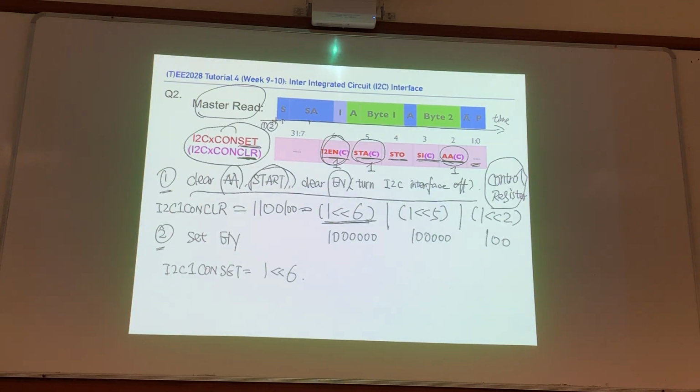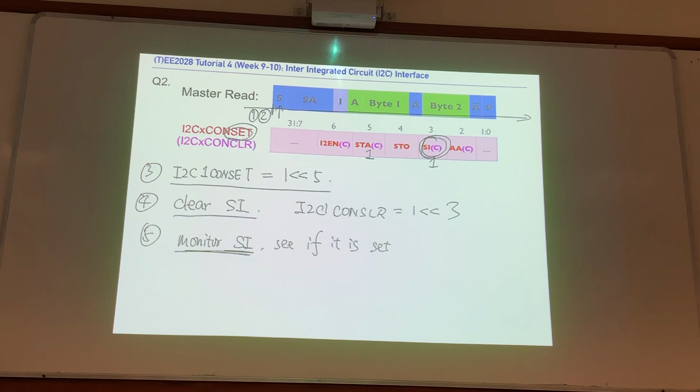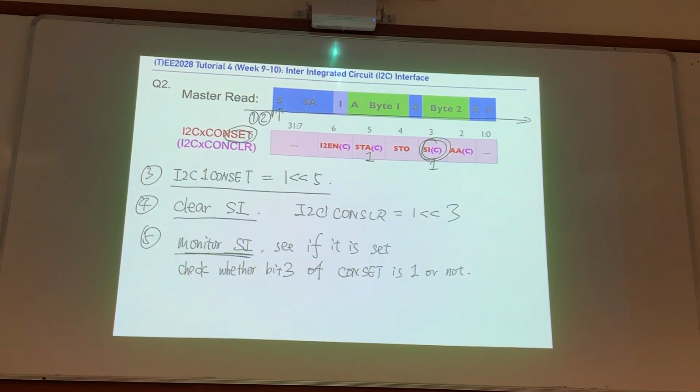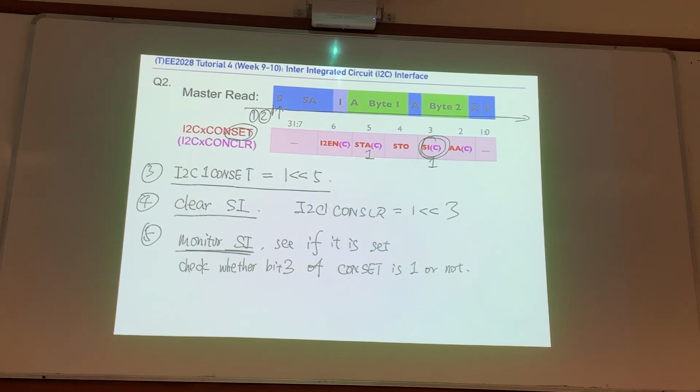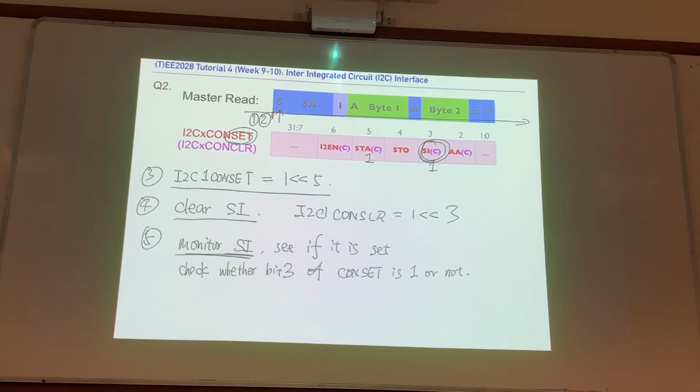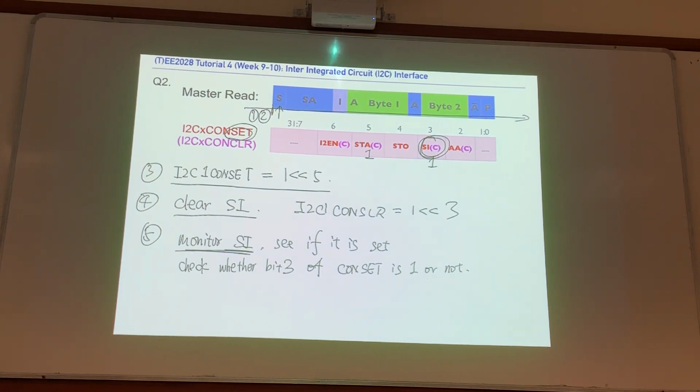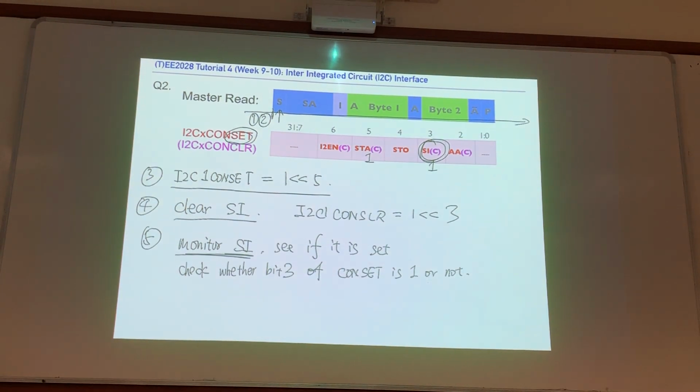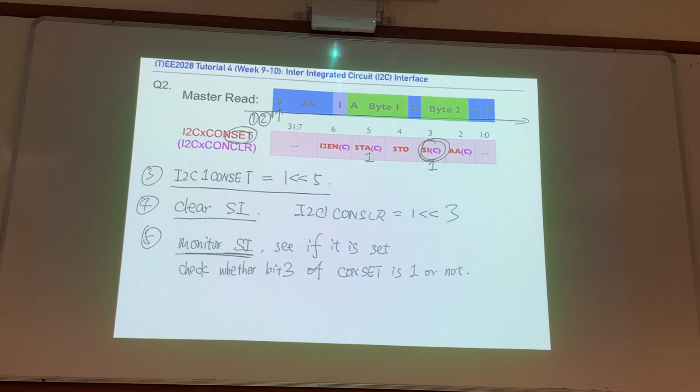Basically here, what you want to know is whether bit 3 of your CONSET is 1 or not. How to do that? This is similar to how you check your GPIO register. Remember how we check whether the button is pressed or not? You shift the bit all the way to the bit 0 position, then you bitwise AND with 1.